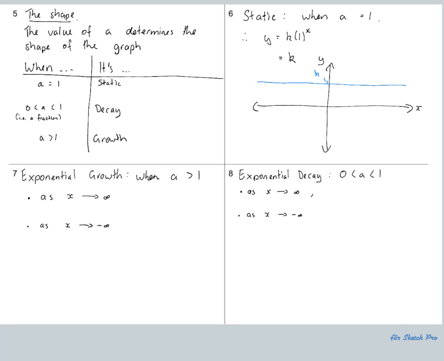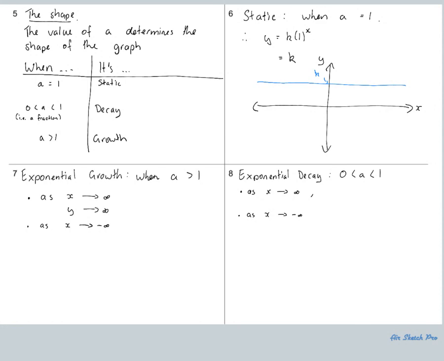Now, in order to think, well, as x gets really large, if A is greater than 1, then as x gets really large, what's happening to y? Well, as x approaches infinity, y gets really big as well, doesn't it?